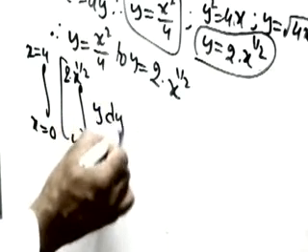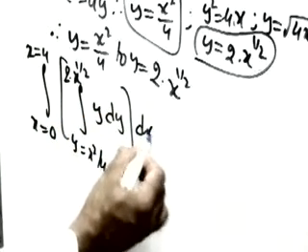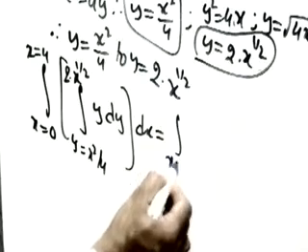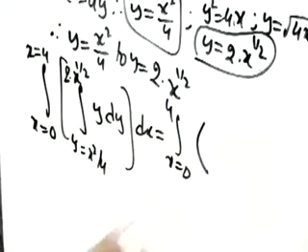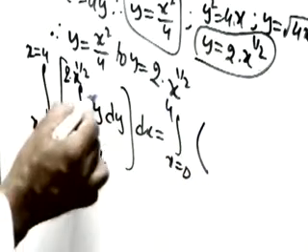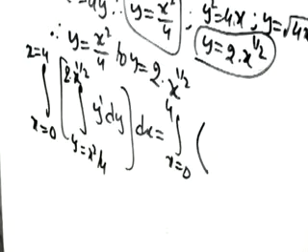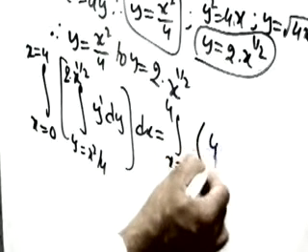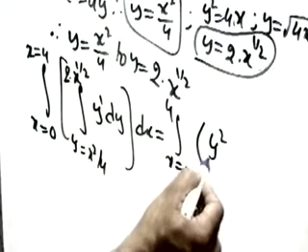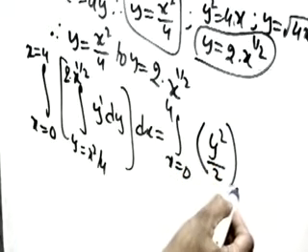So we have to integrate with respect to y first. So you write dy, then whole dx. Now you write x equals 0 to 4. First we solve this one. Integration of y power 1. Integration of x power n is x power n plus 1 by n plus 1. So this will become y square by 2.